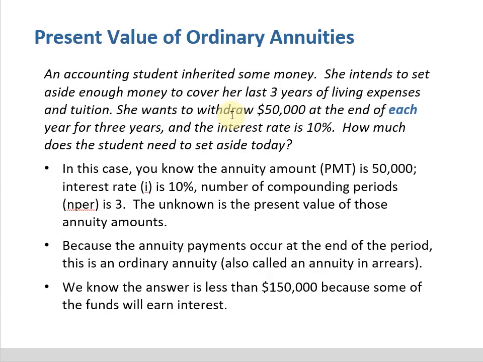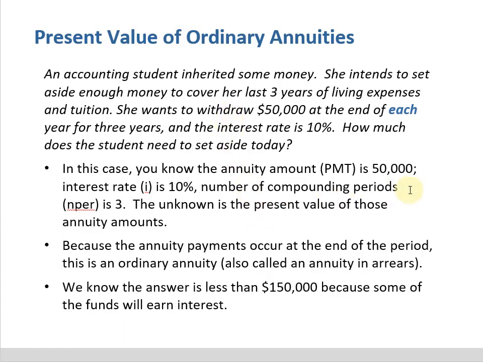So there we know we've got this $50,000 annuity amount. The interest rate is 10%, and the question we're trying to answer here is how much of that inheritance does the student need to set aside today in order to be able to make those 3 $50,000 withdrawals.